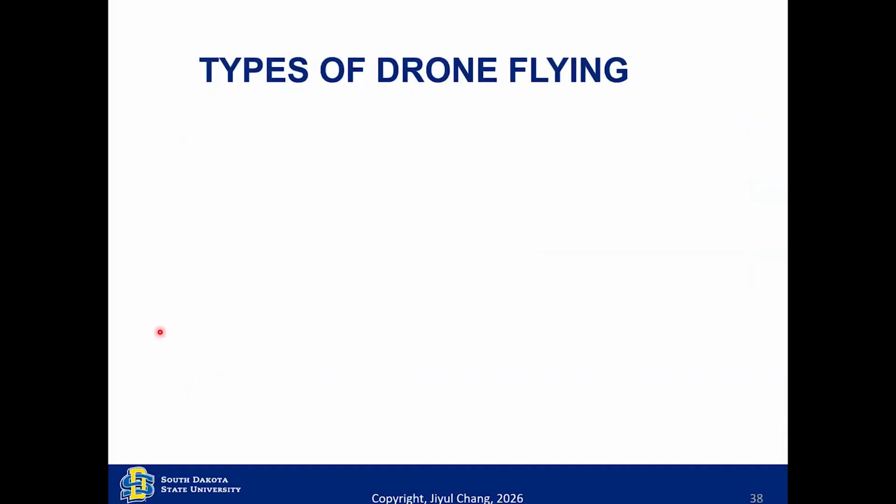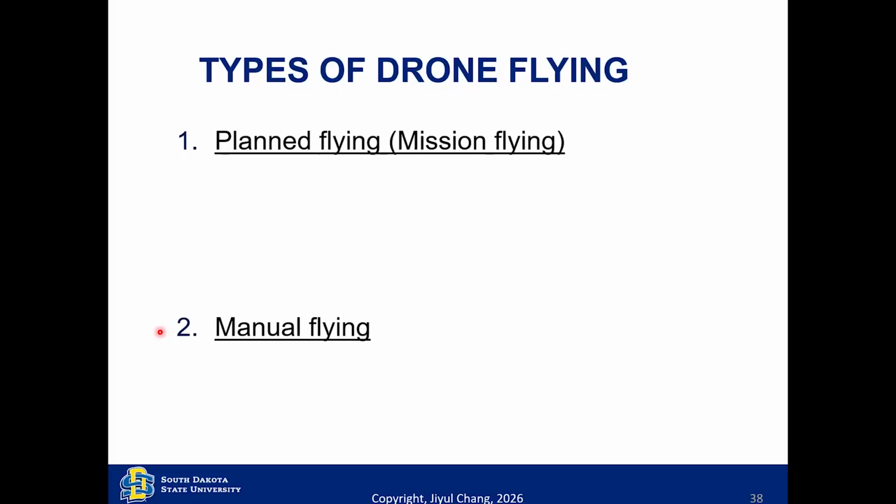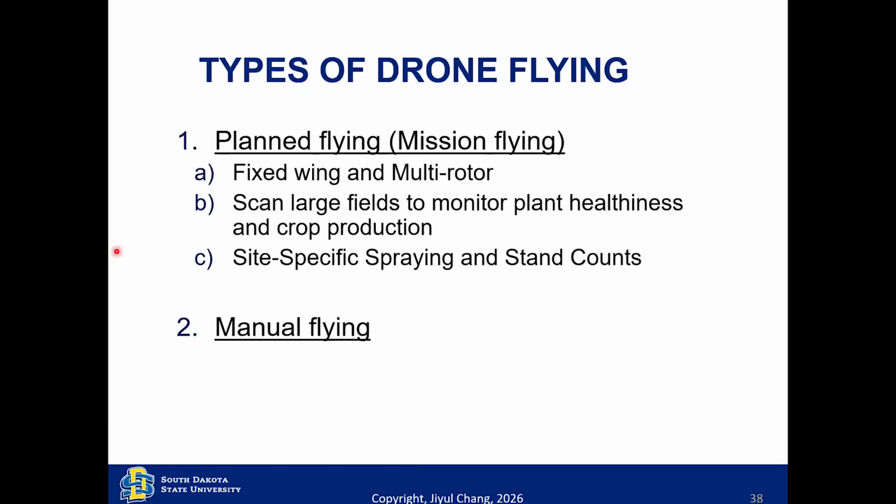Then to do this, we have two different types of flying: planned flying or mission flying, and manual flying. For planned flying, the fixed wing drone and multi-rotor drone can be used. You can make the flight plan on the computer in the app, then upload this flight plan. Then now the drone follows all of this flight plan automatically. So it's kind of automatic flying.